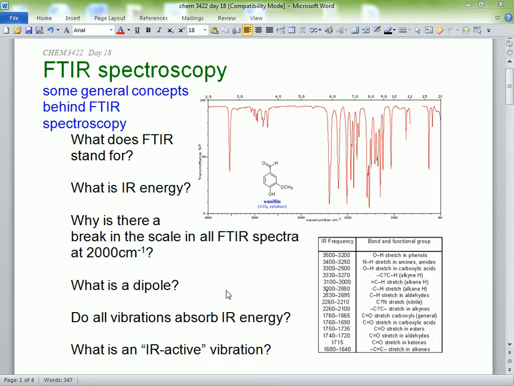So FTIR stands for what, Kevin? Fourier transform infrared. Okay, and let's just keep going. That works pretty good.